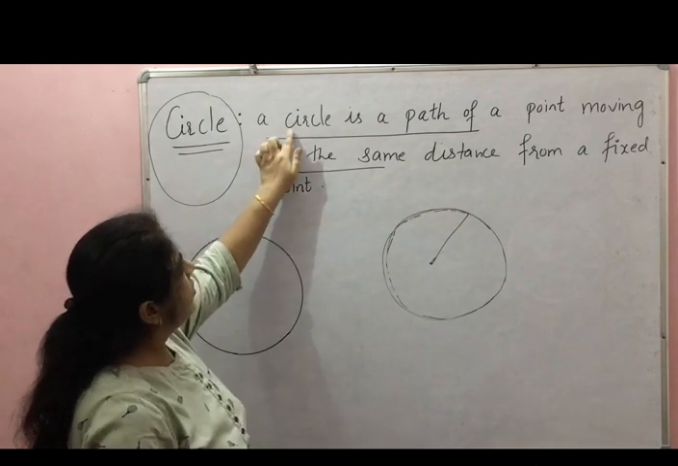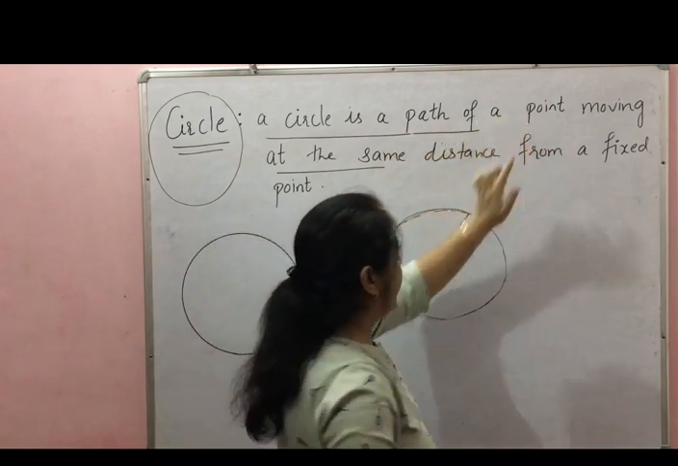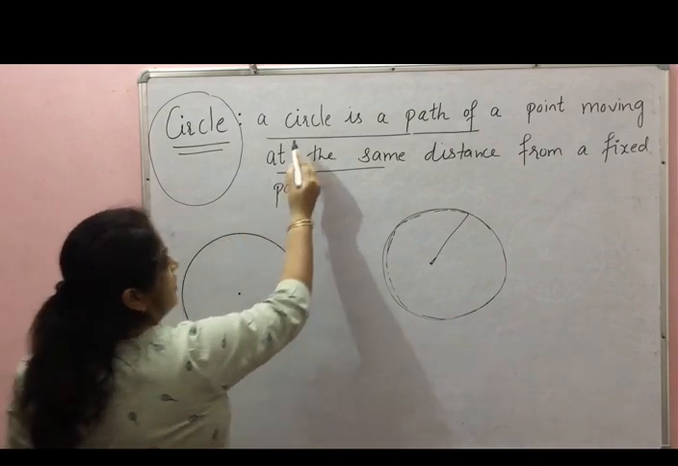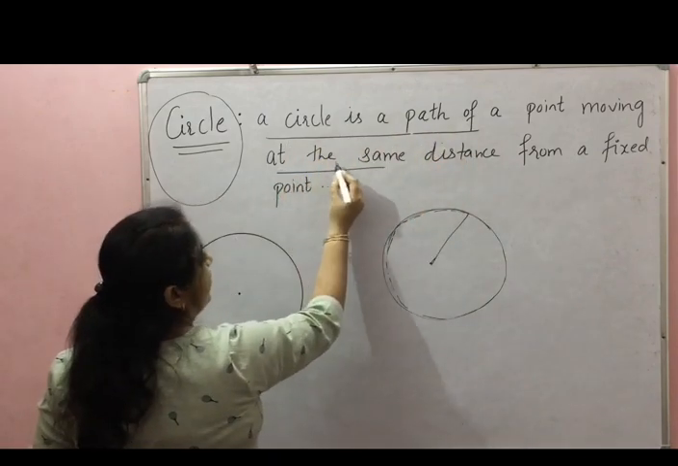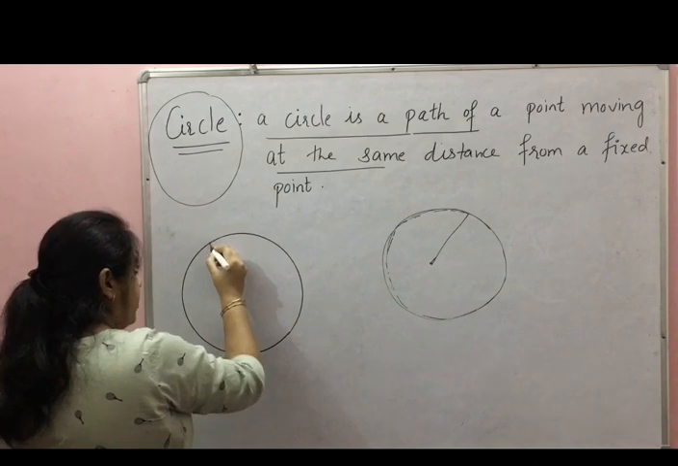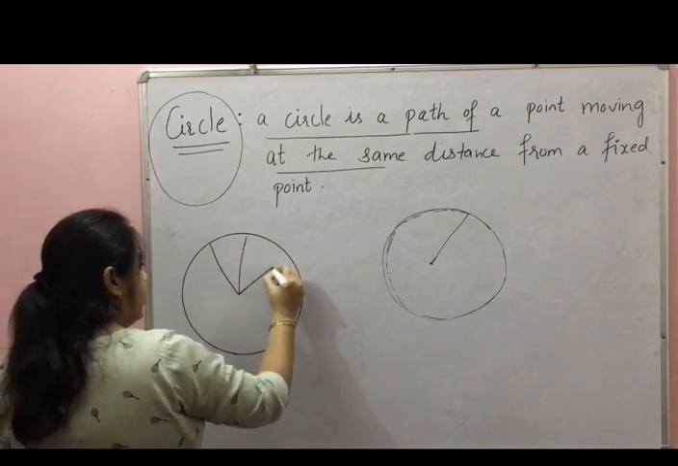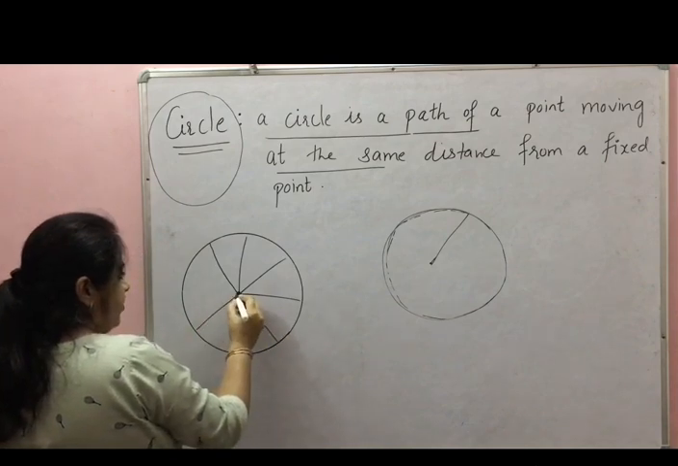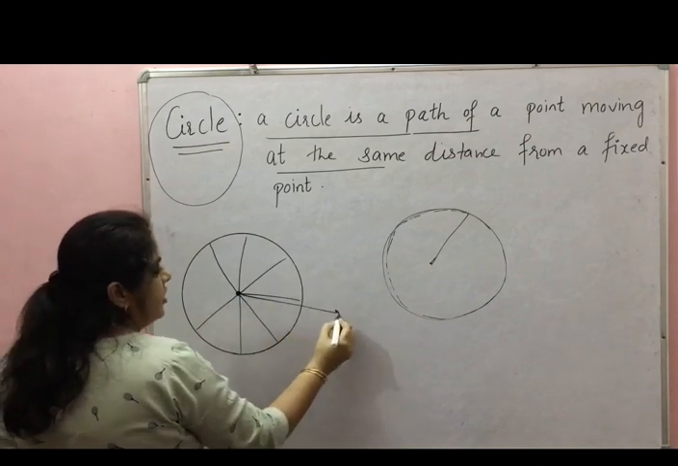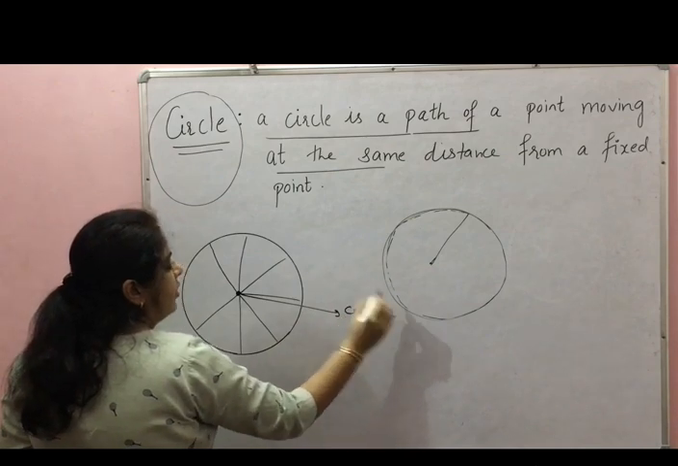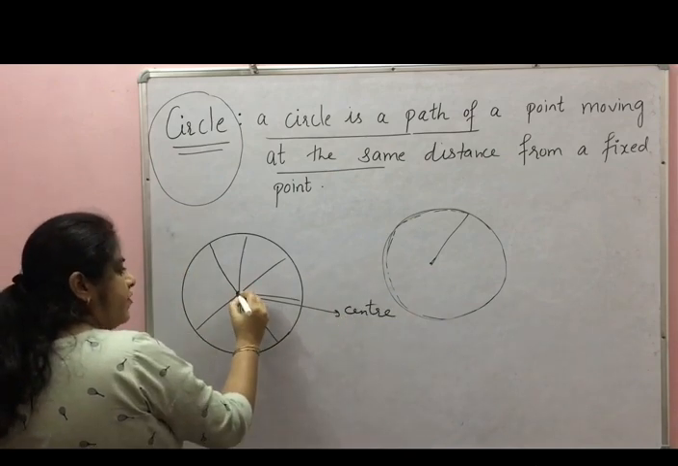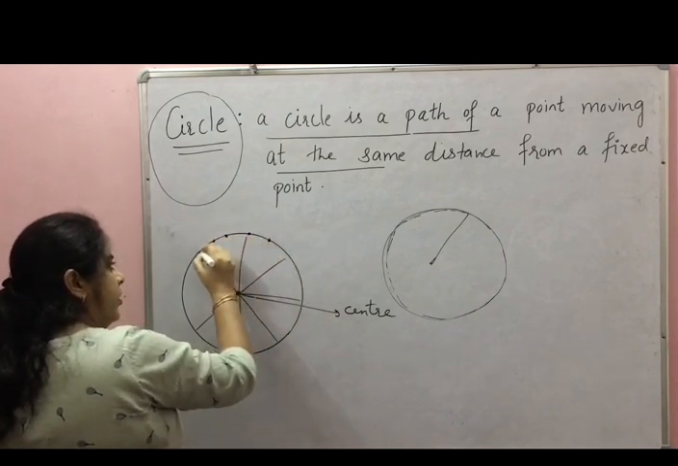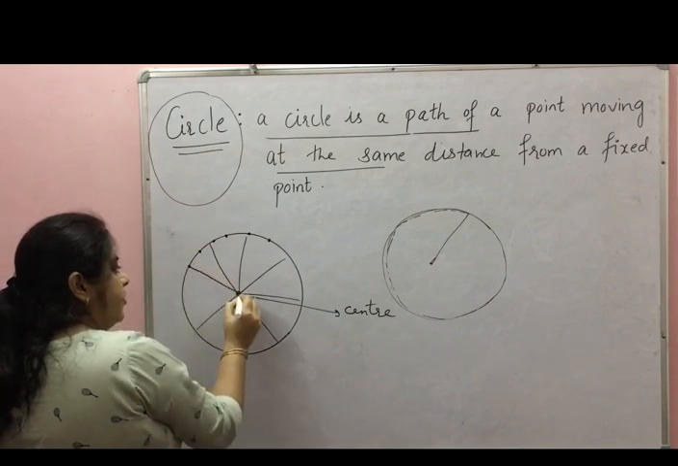So what is a circle? A circle is a path of a point. This is a fixed point. So a circle is a path of a point moving at the same distance from a fixed point. So these are the fixed distances. This fixed point is called the center of a circle, and the distance from this fixed point to any point on the circle is called the radius.